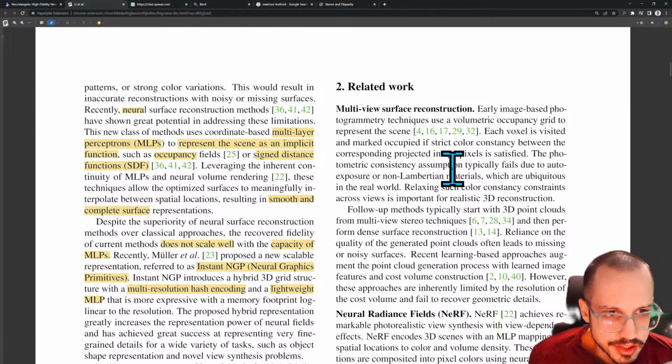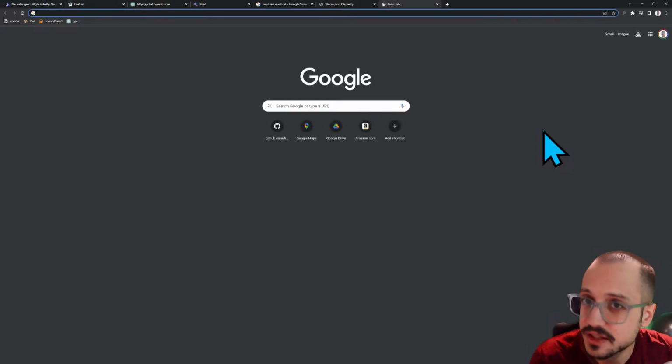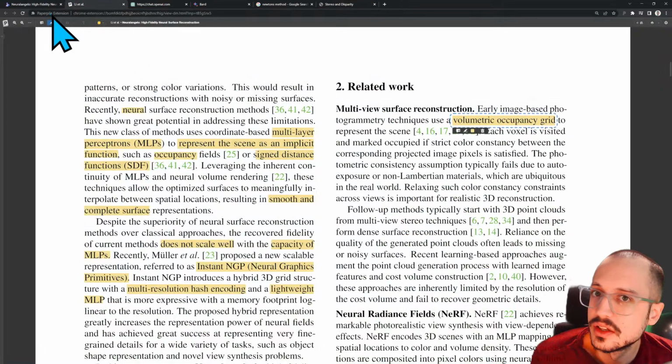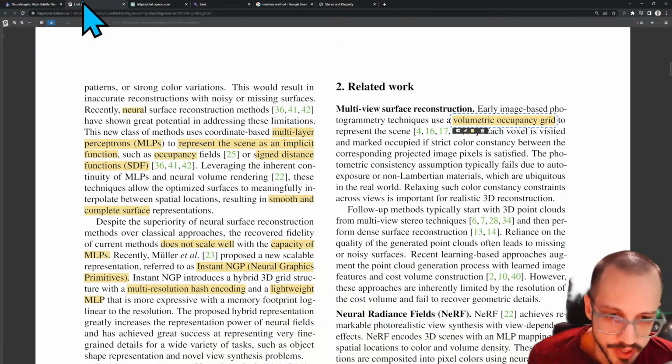Multi-view surface reconstruction. Early image-based photogrammetry techniques use a volumetric occupancy grid. So occupancy means whether or not there's a point in that volume. Actually wait, this might even be better. Yeah, so you could think of this as a grid, right? And then within this grid you have these called voxels usually, right? A voxel of your volume. And then you have a point within this voxel. So this voxel here would not be occupied. This voxel would be occupied here, right? So that green dot is a point on the actual mesh.